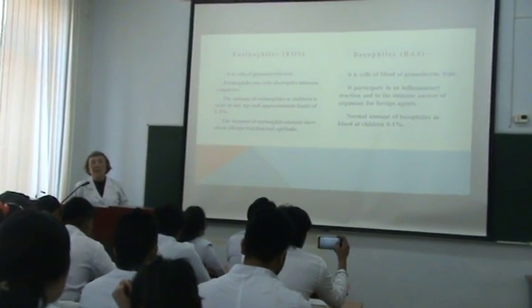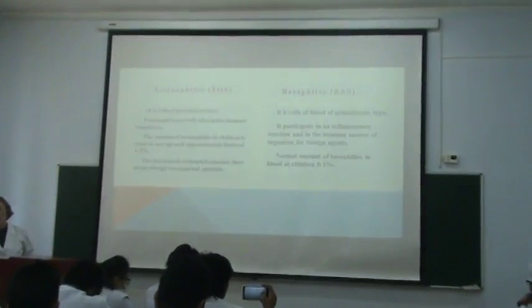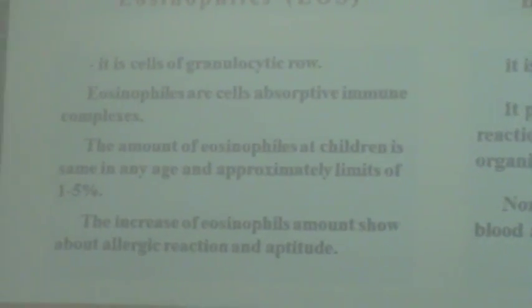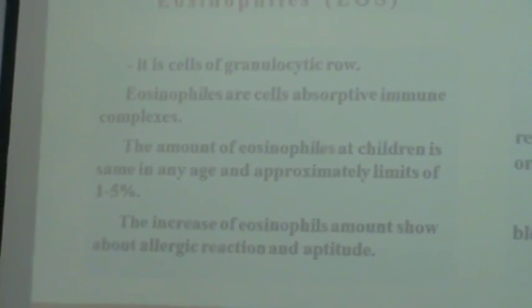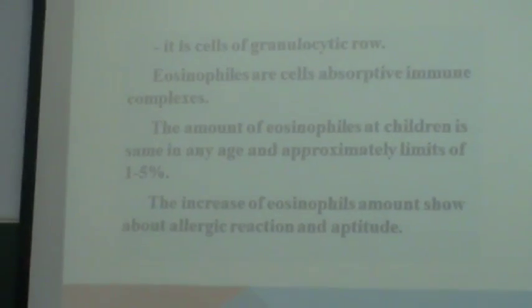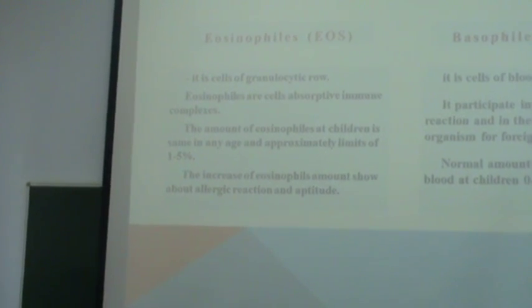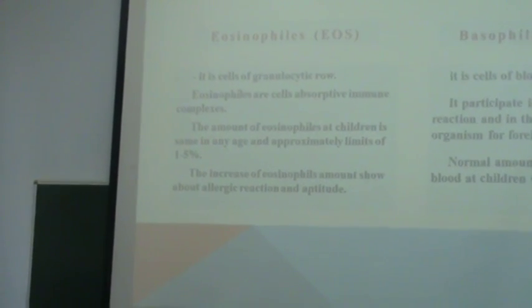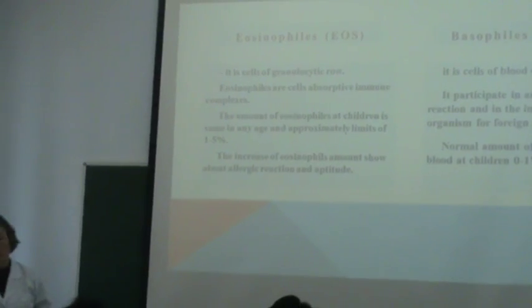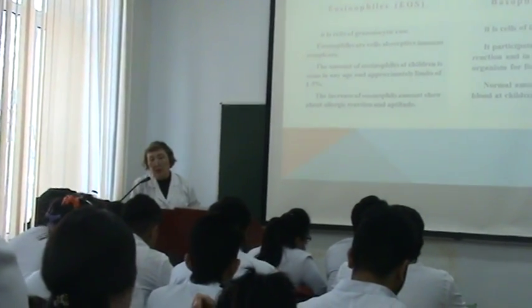What are eosinophils? Eosinophils are cells that absorb immune complexes. The amount of eosinophils in children is the same at any age, approximately 1 to 5% in blood. An increase of eosinophil amount shows an allergic reaction.